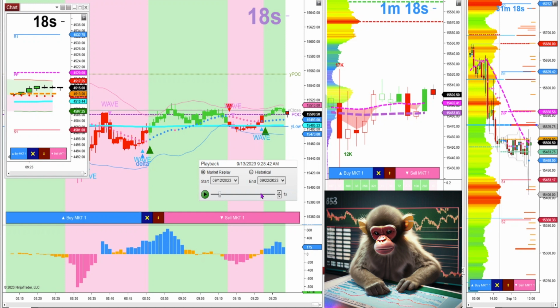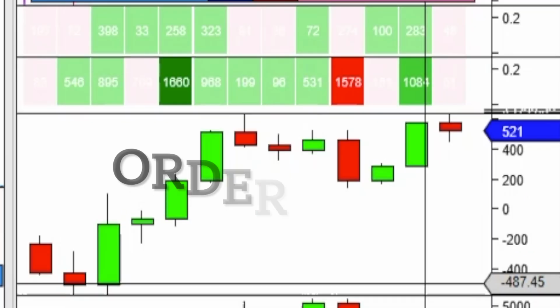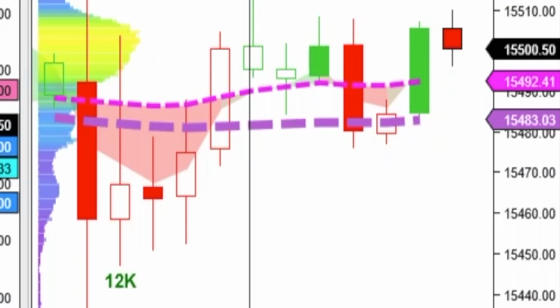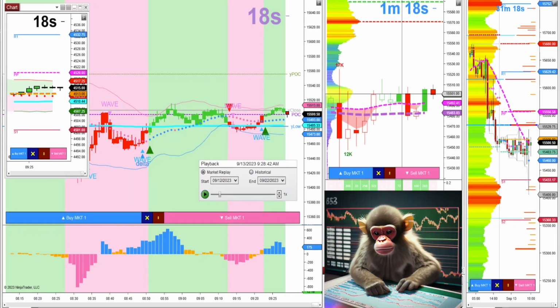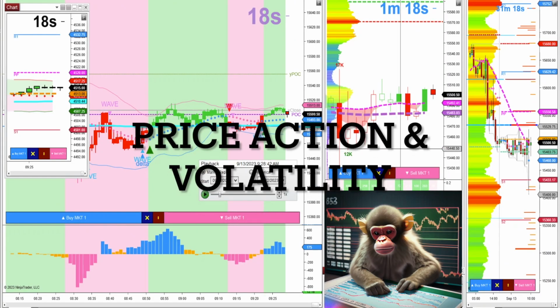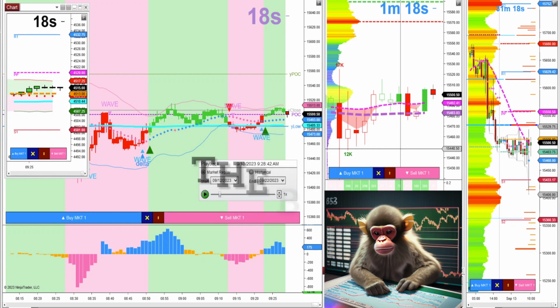I've played around with so many different indicators in the many years I've been doing this, and I always have my base core system. I've spoken about it in some of my other videos, but I always have some kind of order flow, some kind of volume, some kind of support and resistance. And then I'm also checking out price action and volatility. The big five, I call them. Got that in every single one of my systems.